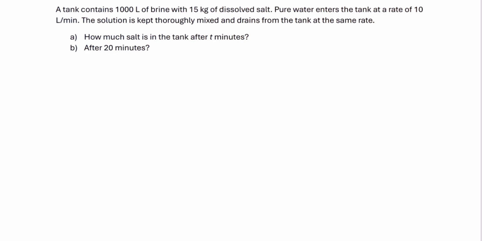A tank contains 1,000 liters of brine with 15 kilograms of dissolved salt. Pure water enters the tank at a rate of 10 liters per minute. The solution is kept thoroughly mixed and drains from the tank at the same rate. Part A, how much salt is in the tank after t minutes?